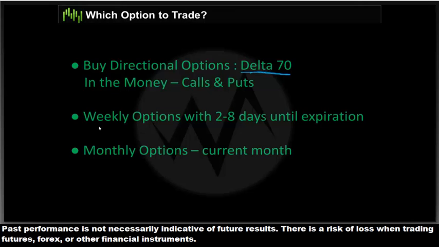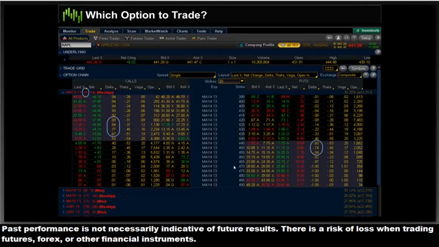Now, for expiration dates, for high volume stocks that have weekly options that are issued every week and expire on Friday, we're going to look for weekly options that have anywhere from 2 through 8 days until expiration. For stocks that don't have weekly options, we'll select the current month option. Those usually have anywhere from 2 through 30 days until expiration. Again, we can see this on the option chart, specifically the number of days until expiration.